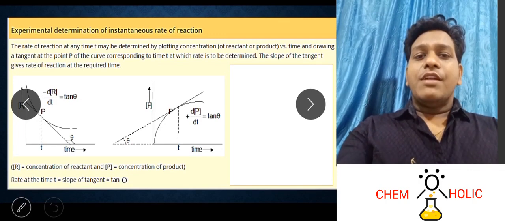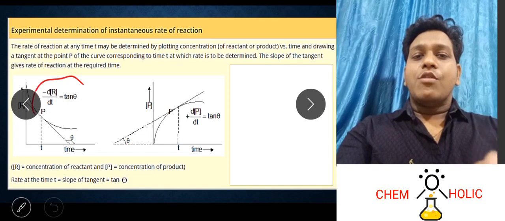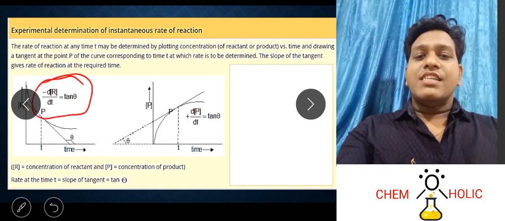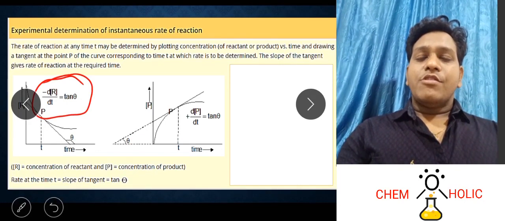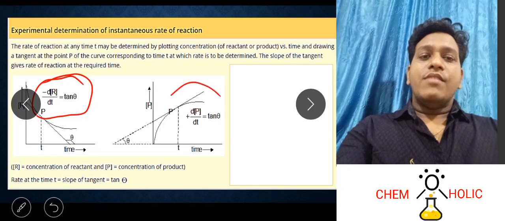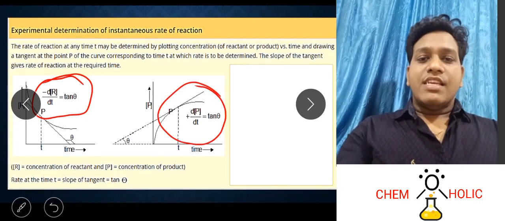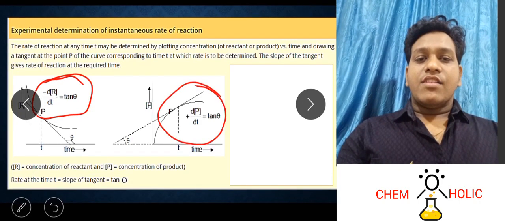So you will be able to calculate the slope of the tangent. By plotting a tangent you will get the slope. The slope will be negative and you get minus d[R] by dt. That is the rate of the reaction. In the same way you can find it for the increasing curve at a given point. So the rate at time t is equal to the slope of the tangent.